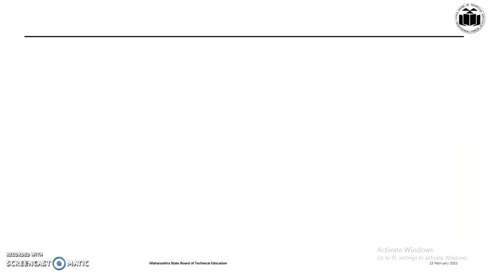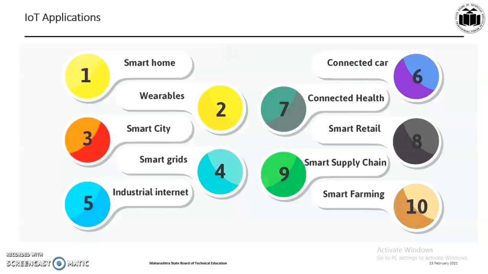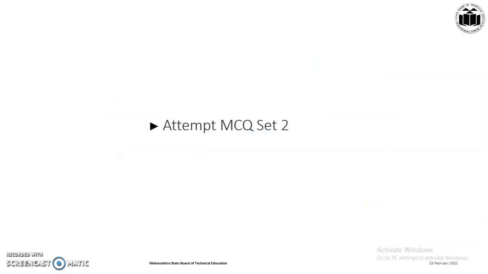So let us see where IoT is being implemented. As we can see, various applications of IoT are evolving, starting from smart homes. They are used in wearables, in smart city developments, in smart grids for energy efficient usage, in industrial internet. They are also used in connected cars. It is also used in providing smart healthcare centers. It is also used in smart retail, in smart supply chain and smart farming also. Now the students can attempt MCQ set 2.